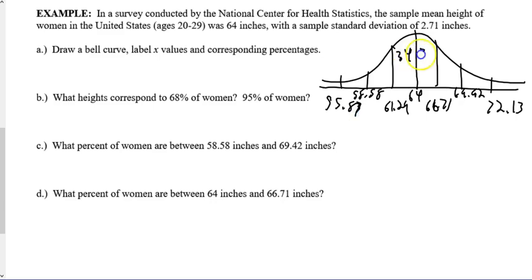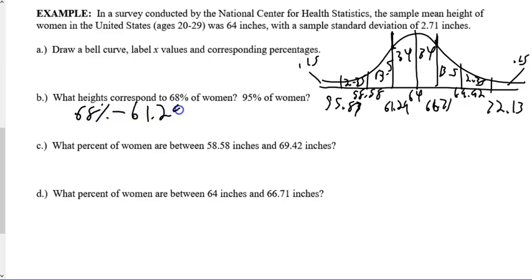And again, we have 34, 34, 13.5, 13.5, 2.35, 2.35, 0.15, 0.15. All right. What heights correspond to 68% of women? Well, 68% is here to here. So that would be 61.29 up to 66.71.